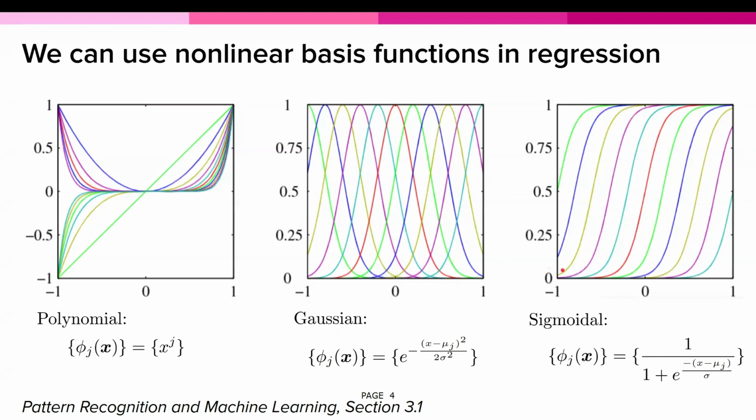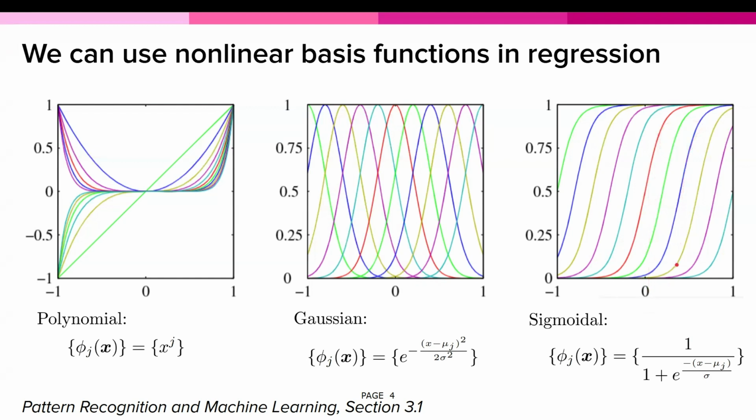Finally, on the right here, we've got sigmoidal basis functions. So these are smooth S-shaped curves. We've seen these in logistic regression. And these are defined using the logistic function to smoothly transition from 0 to 1 as the input increases. And then each sigmoidal function is centered at a different value along the x-axis, mu j. And then the parameter sigma controls how steep that transition is.